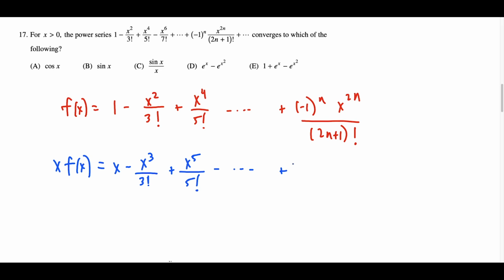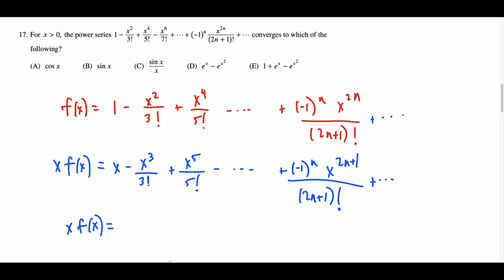All the way down, I'd have negative 1 to the n, x to the 2n times x to the first becomes x to the 2n plus 1, and this is over 2n plus 1 factorial. And keep in mind, these are infinite series. They're just going to go on and on like this. But now what I have is x f of x equals this odd power series, where these are all odd degrees of x, which is the power series expansion for sine of x. So then, to solve for f of x, what is the original function? I just divide both sides by x. And that tells me that f of x is equal to sine x over x. So we're going with choice C.